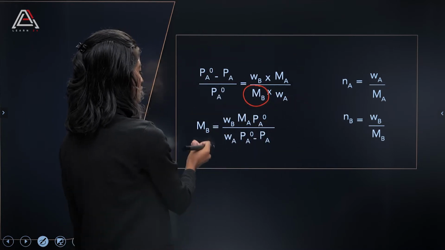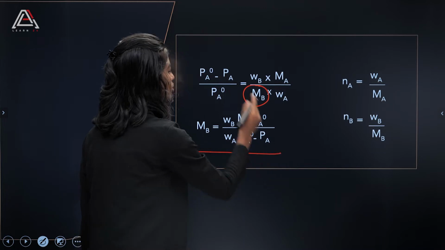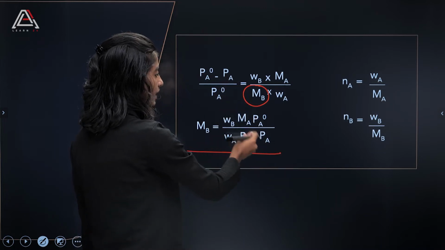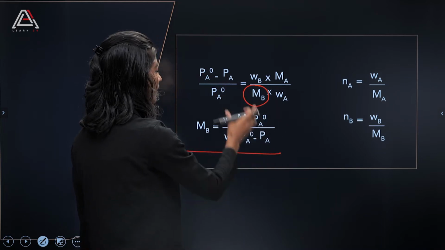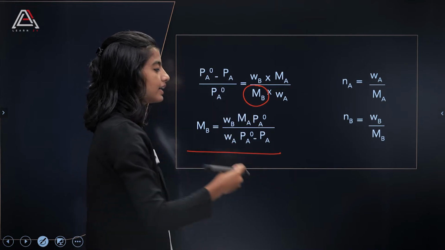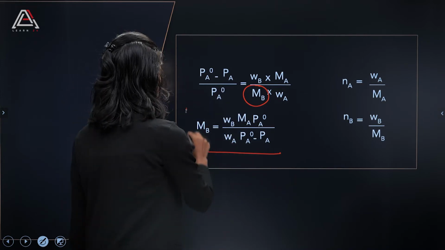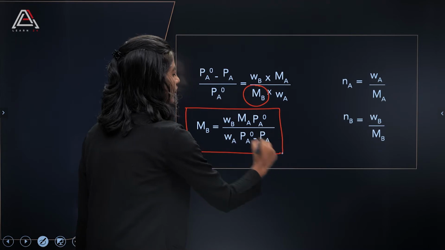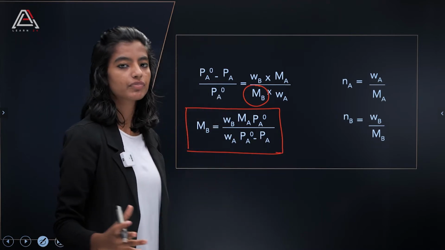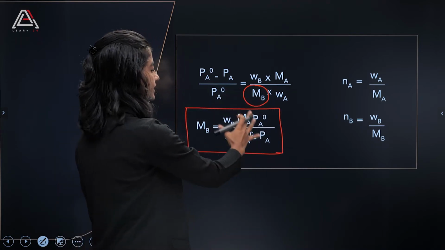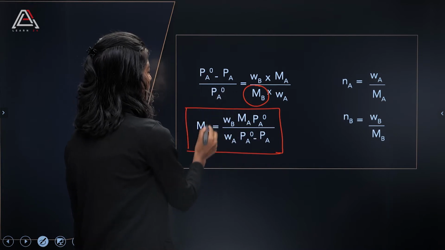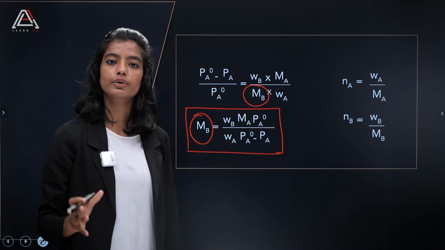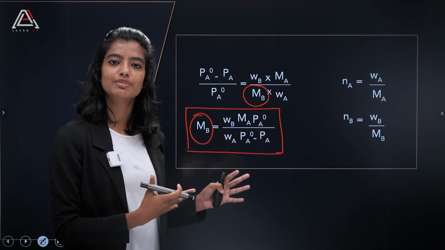Then I will get an equation: MB is equal to WB into MA into PA0 divided by WA into (PA0 minus PA). This is the equation to find out the molar mass of solute. By knowing all other terms, I can calculate the molar mass of solute. This is the colligative property.